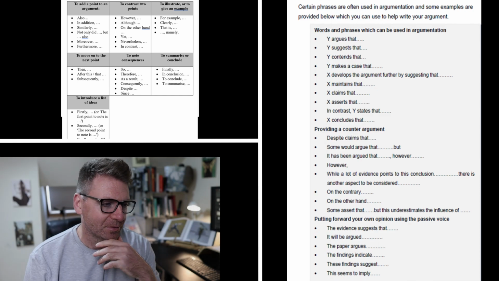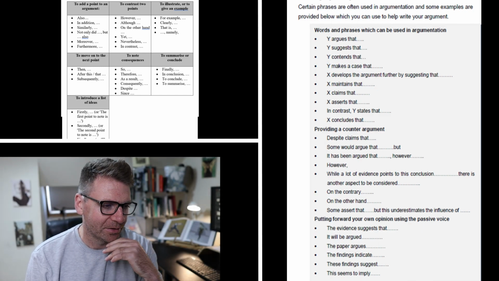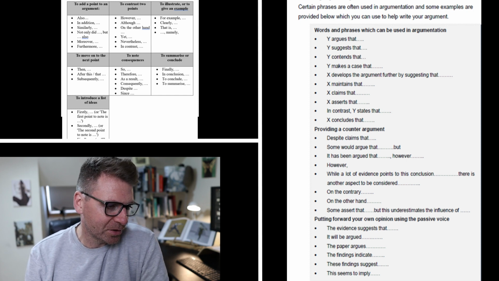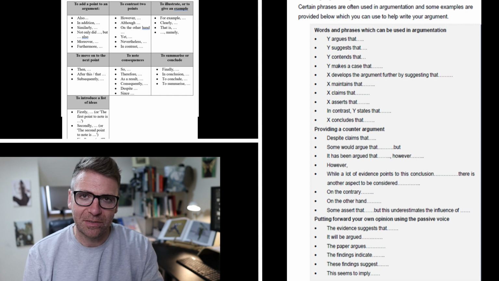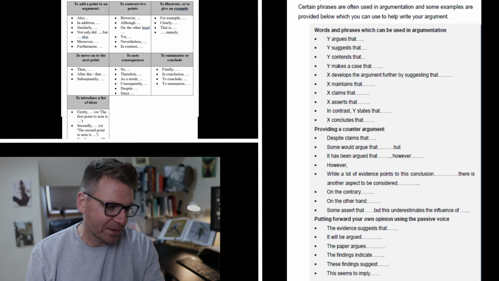It's a bigger example of what I've been talking about. So there's the language of argumentation slide, which you see here. Certain phrases are often used in argumentation, and some examples are provided below which you can use to help write your argument. So pop these in every now and again, and you'll be sorted. Words and phrases which can be used in argumentation: he argues that, he suggests this, he contends that, and so on and so forth.